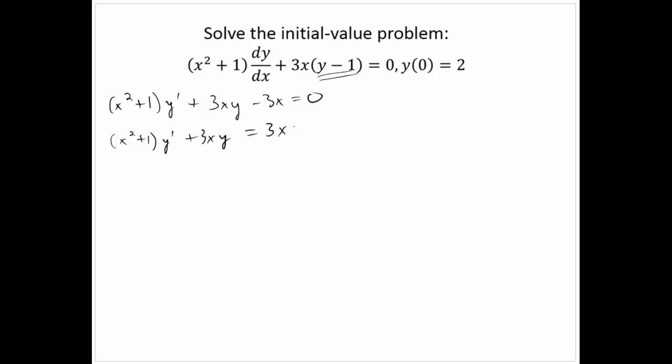And now this looks like a linear equation. To put it in standard form, I'll divide through by x squared plus 1, yielding y prime plus 3x over x squared plus 1 times y is equal to 3x over x squared plus 1.